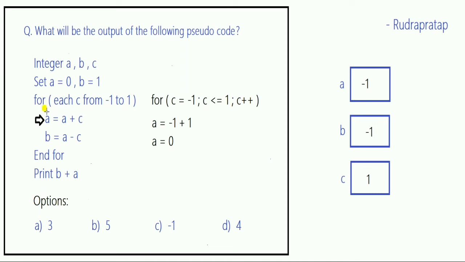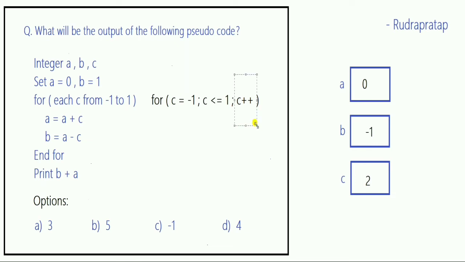Then it will execute the body of the for loop. In the body we have the statement A equal to A plus C. So the value of A is -1 and C is 1. So -1 plus 1 is 0, and this 0 is assigned to the variable A. After that we have the statement B equal to A minus C. So the value of A is 0 and the value of C is 1. So 0 minus 1 is -1 and -1 is assigned to the variable B.